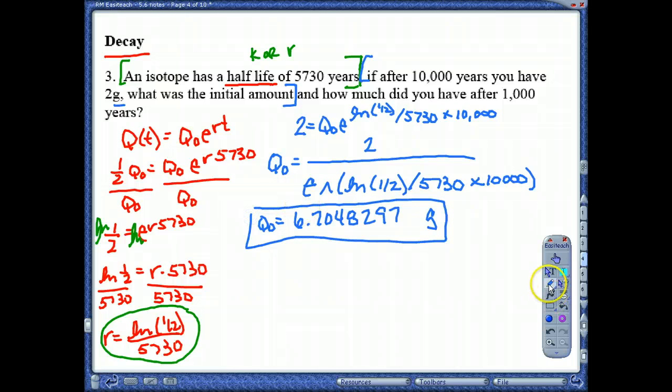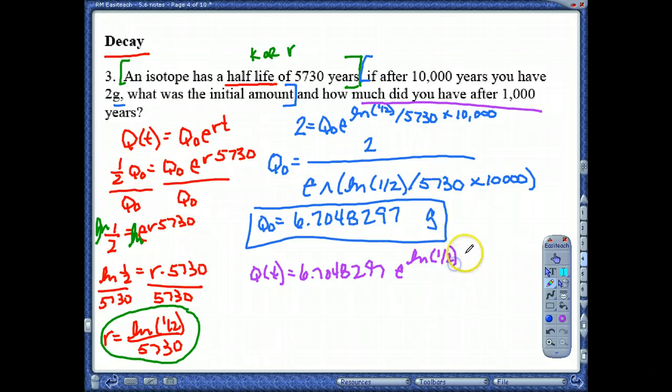And now the last part. How much did I have after 1,000 years? I'm finding Q sub t. I now know my initial amount. Please do not use a rounded version on this. And then e to the natural log of 1 divided by 2, divided by 5,730, times 1,000, not 10,000, 1,000.